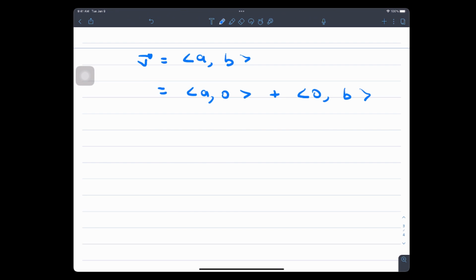A, 0 plus 0, B, because we just add the components. I can even factor out an A and factor out the B by some algebra. Okay?